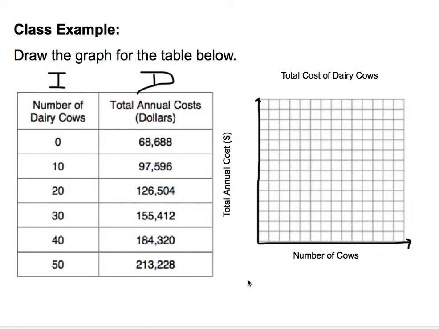So the next thing you have to ask yourself is, how do I scale it? So on my horizontal, or my number of dairy cows, I go from 0 to 50. So I'm going to scale these by tens. That uses quite a bit of the grid paper, or the Cartesian plane.